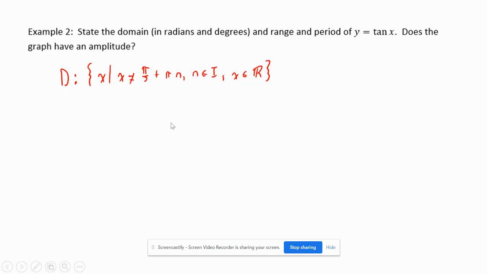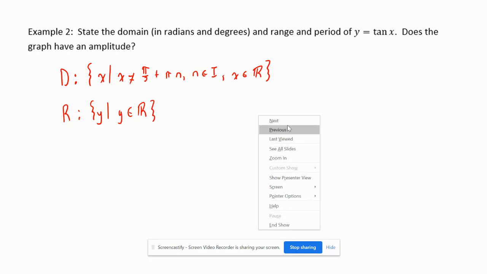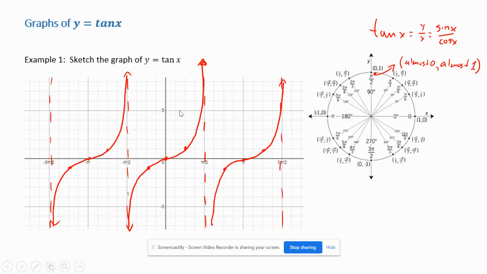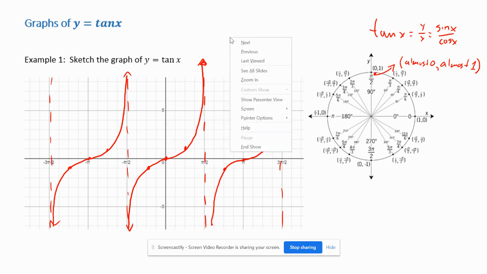Our range is just going to be all real numbers. Okay, all right, so there's the domain and the range of y equals tan x. What's the period? If you look at this graph over here, hopefully you see that this graph keeps cycling through, and the period goes from negative pi over 2 to pi over 2. The length of one cycle in this case is just going to be pi.